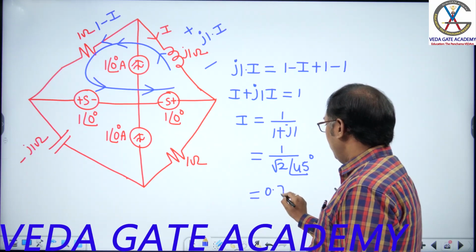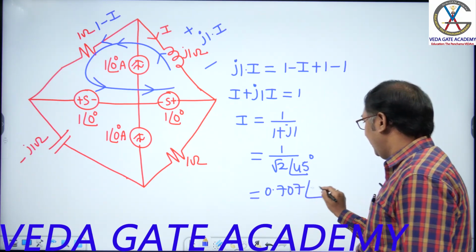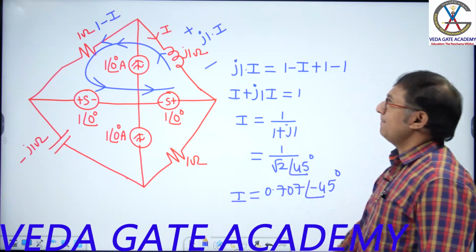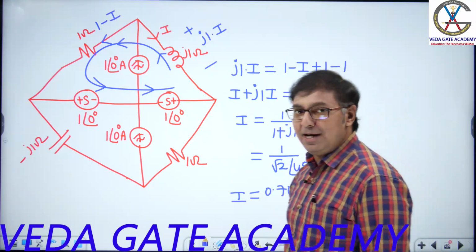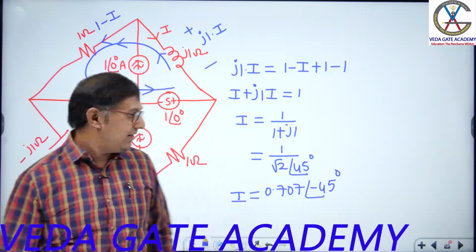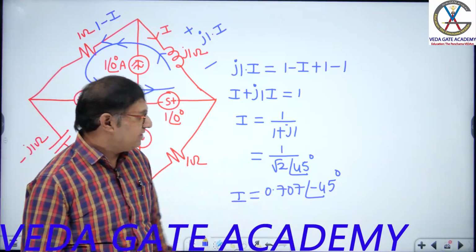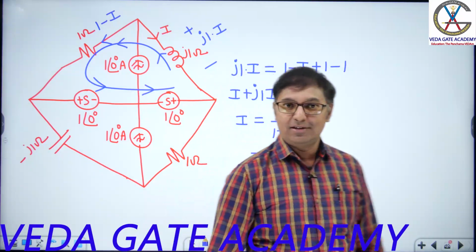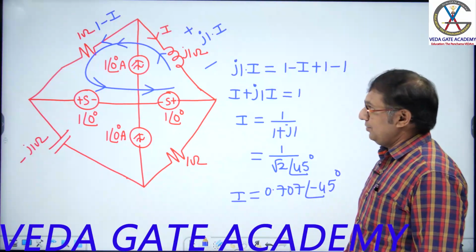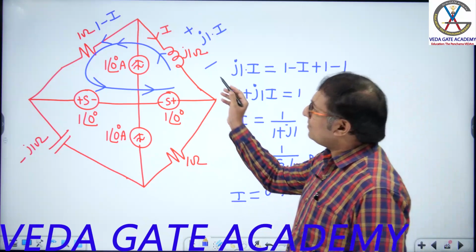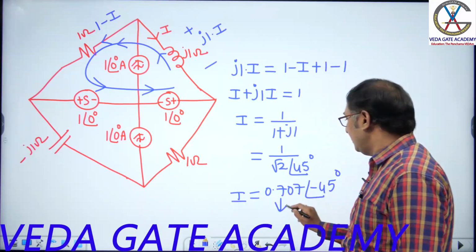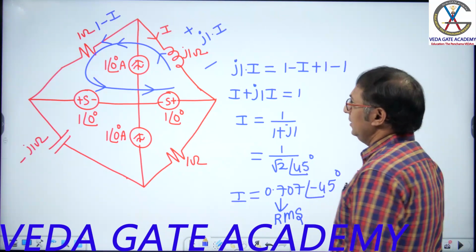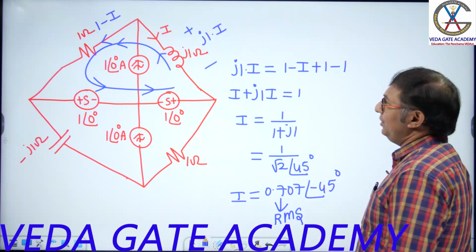How much? 0.707 at an angle minus 45 degrees. This is your I. Since the exam asks for capital I, what is the value? 0.707 at an angle minus 45 degrees. This is the magnitude. Since phasor form is given by the examiner, obviously this is the RMS value.